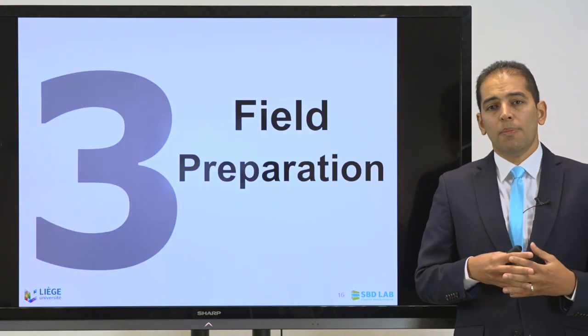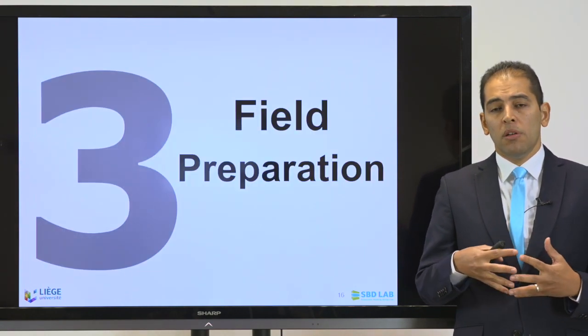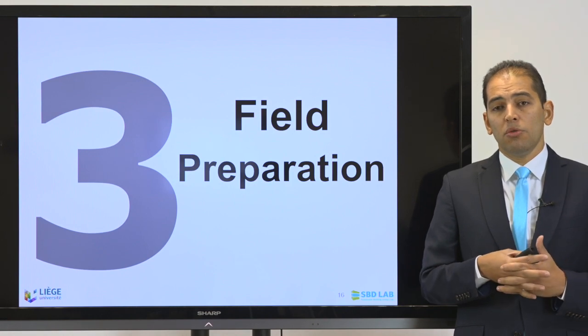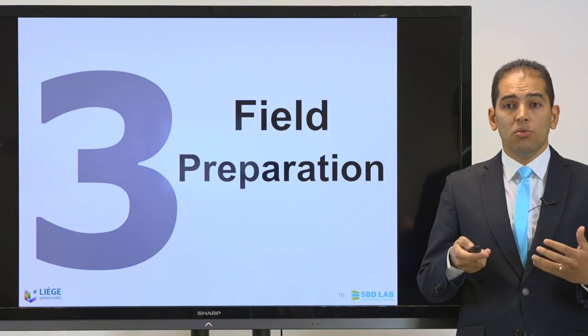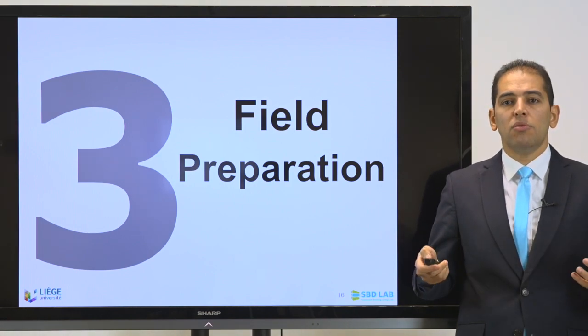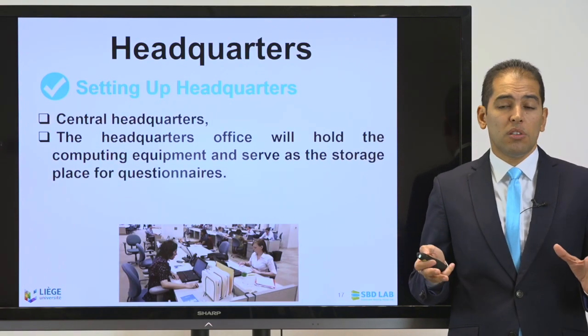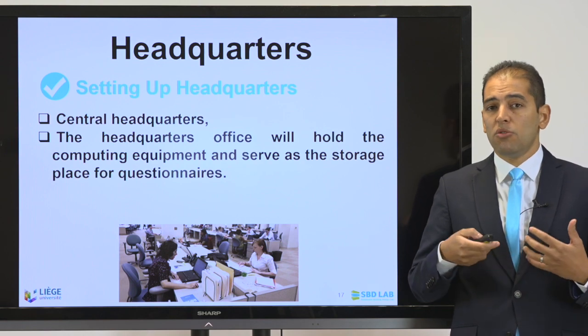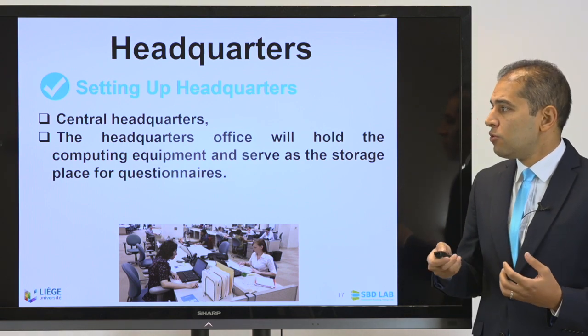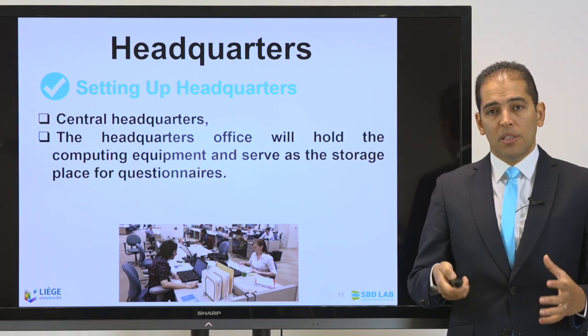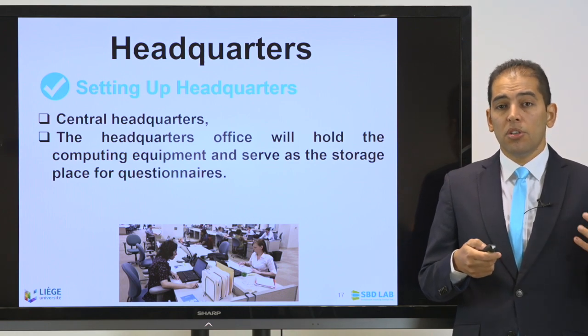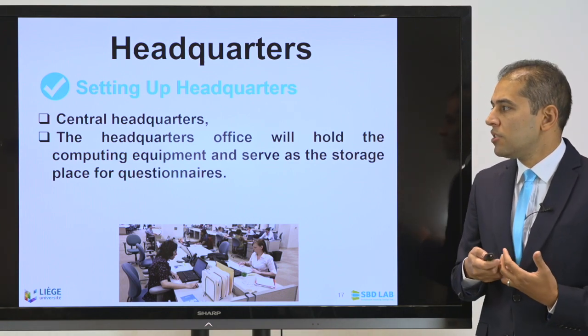Now, the third step that is very important as part of your recruitment launching process is to look at your field preparation. How am I going to prepare for my field? So first of all, you need to have a headquarter. This headquarter requires that you have an office or a place that is considered a headquarter. It has to be central. Somebody is there during the field research, so that if there is any problem, you can refer to this headquarter.